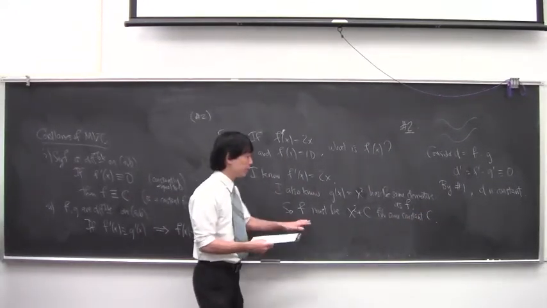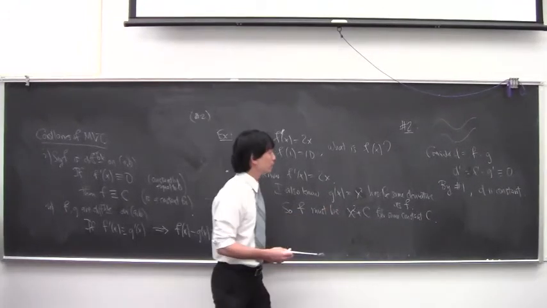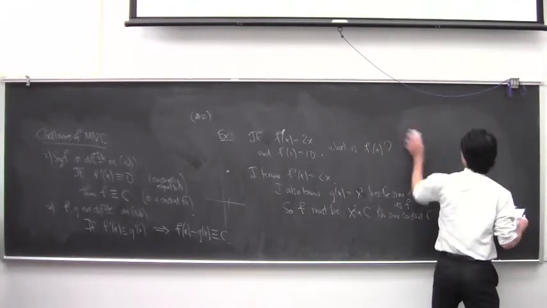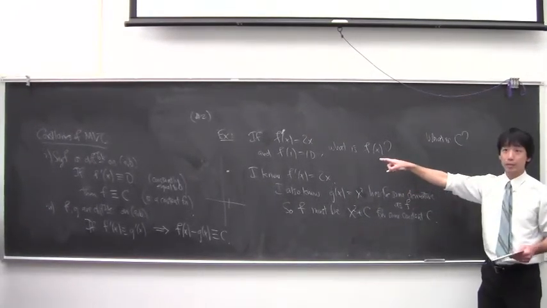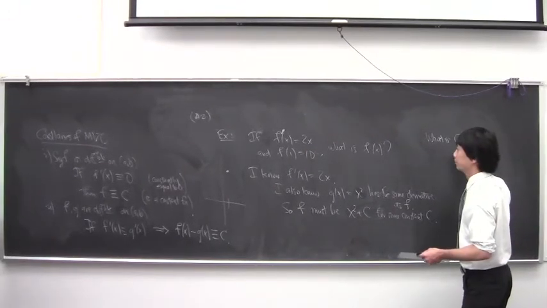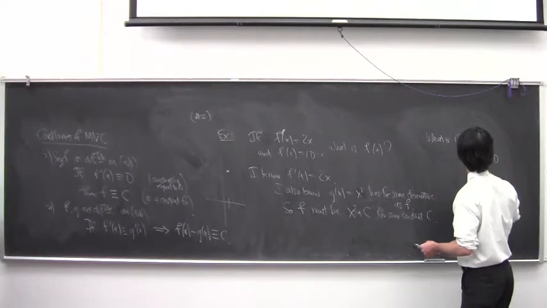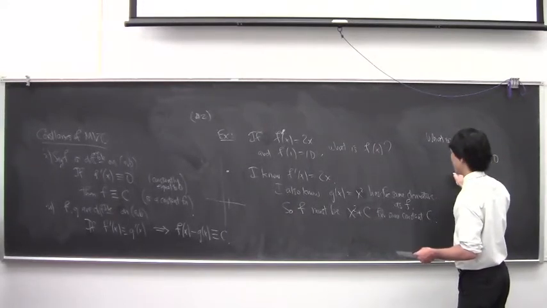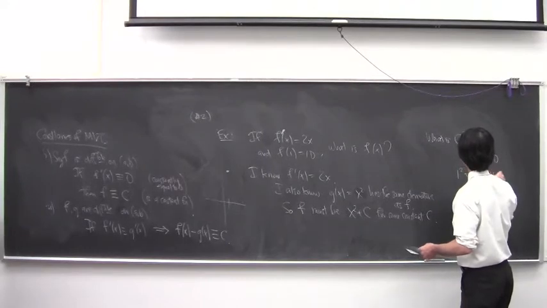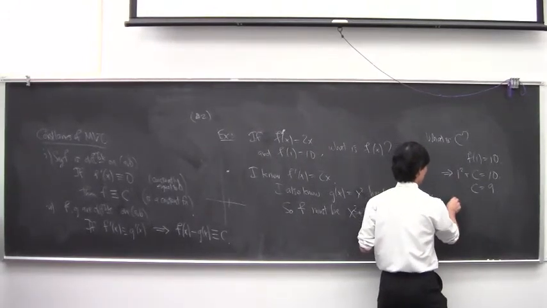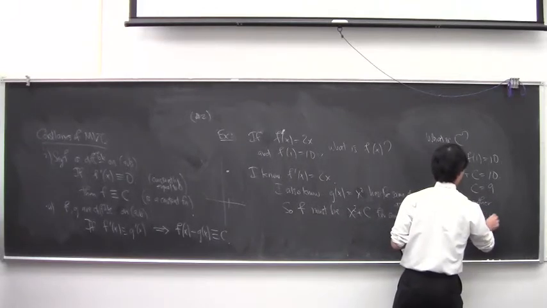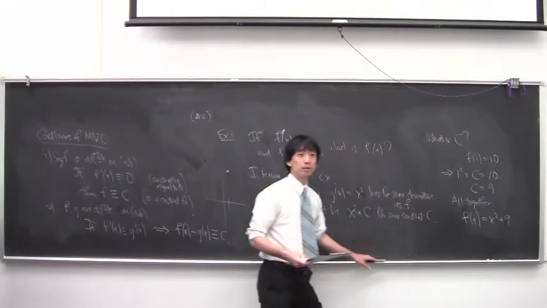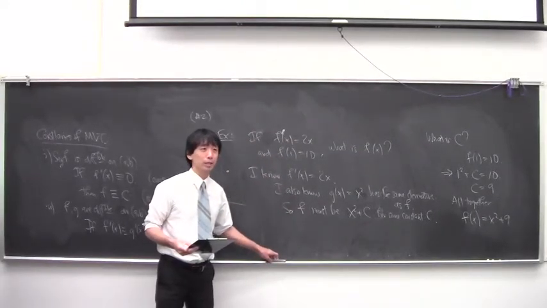Okay, so that tells us that f has to be of this form, and then what is that c? You can figure it out from the other bit of information. We know that f of 1 is 10, so 1 squared plus c is 10, so c must be 9. Altogether, f must be x squared plus 9. That's the only thing it could be.